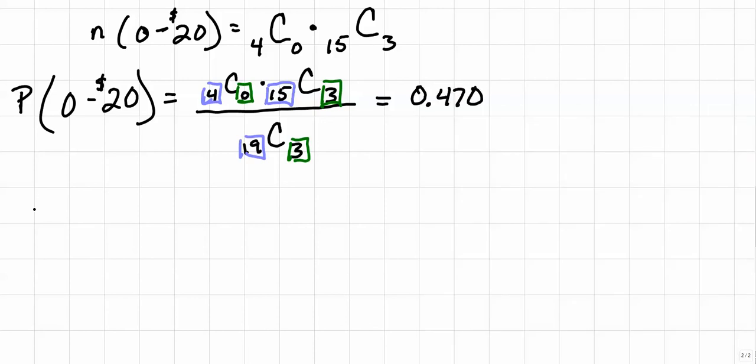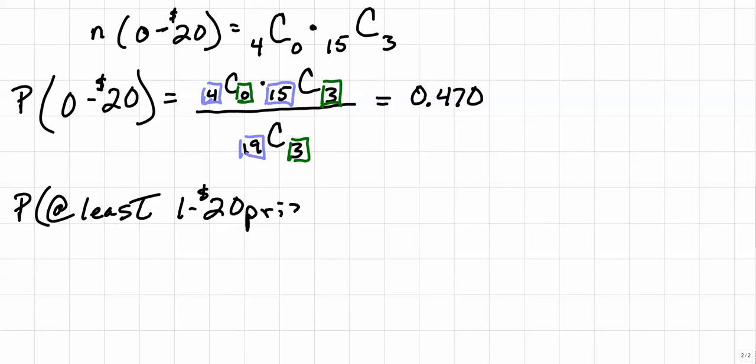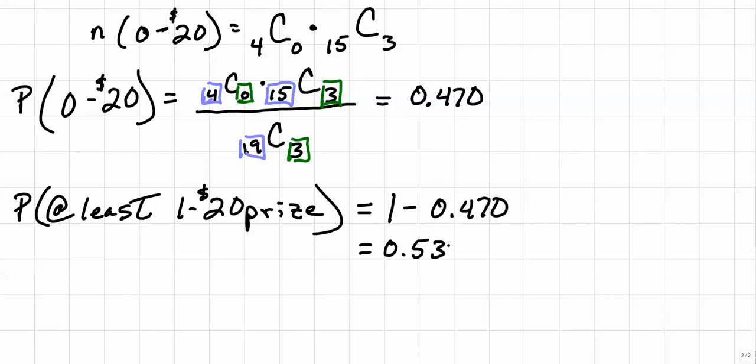Now the probability of choosing at least one $20 prize is going to use the complement rule, and that will be equal to 1 minus 0.470, which will be equal to 0.530.